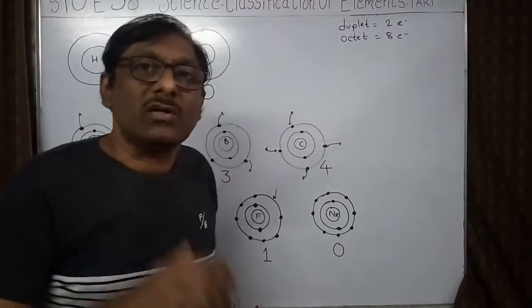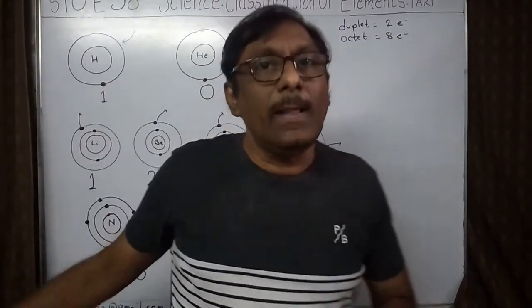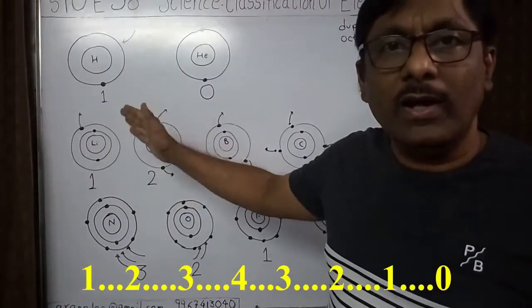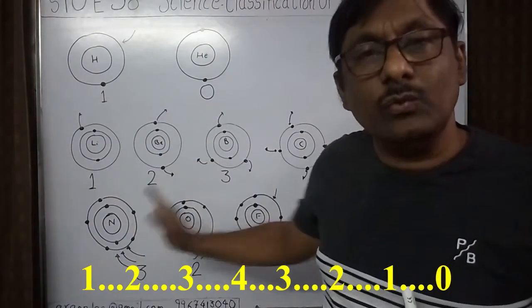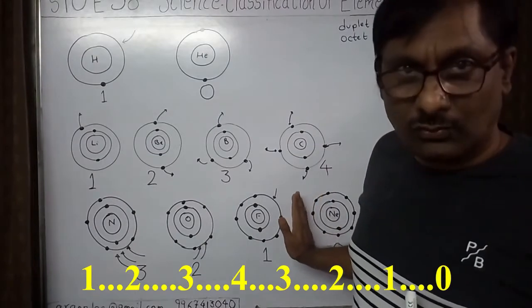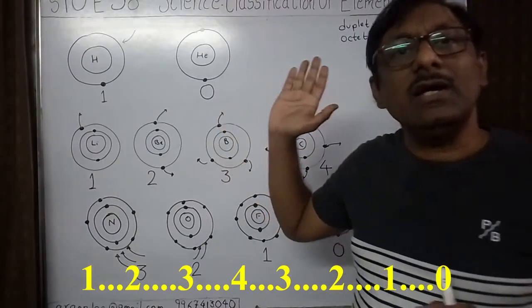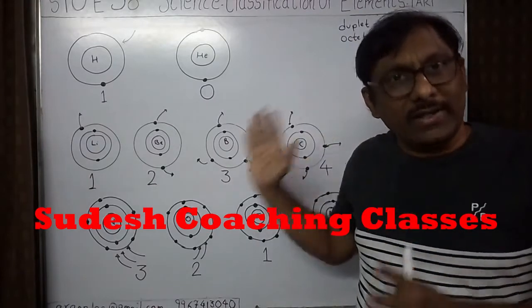So what is the special quality that you get from this valency? The valency goes on increasing 1, 2, 3, 4, but not further than that. It will again decrease 3, 2, 1 and finally will reach 0. Okay, this is the speciality of valency.